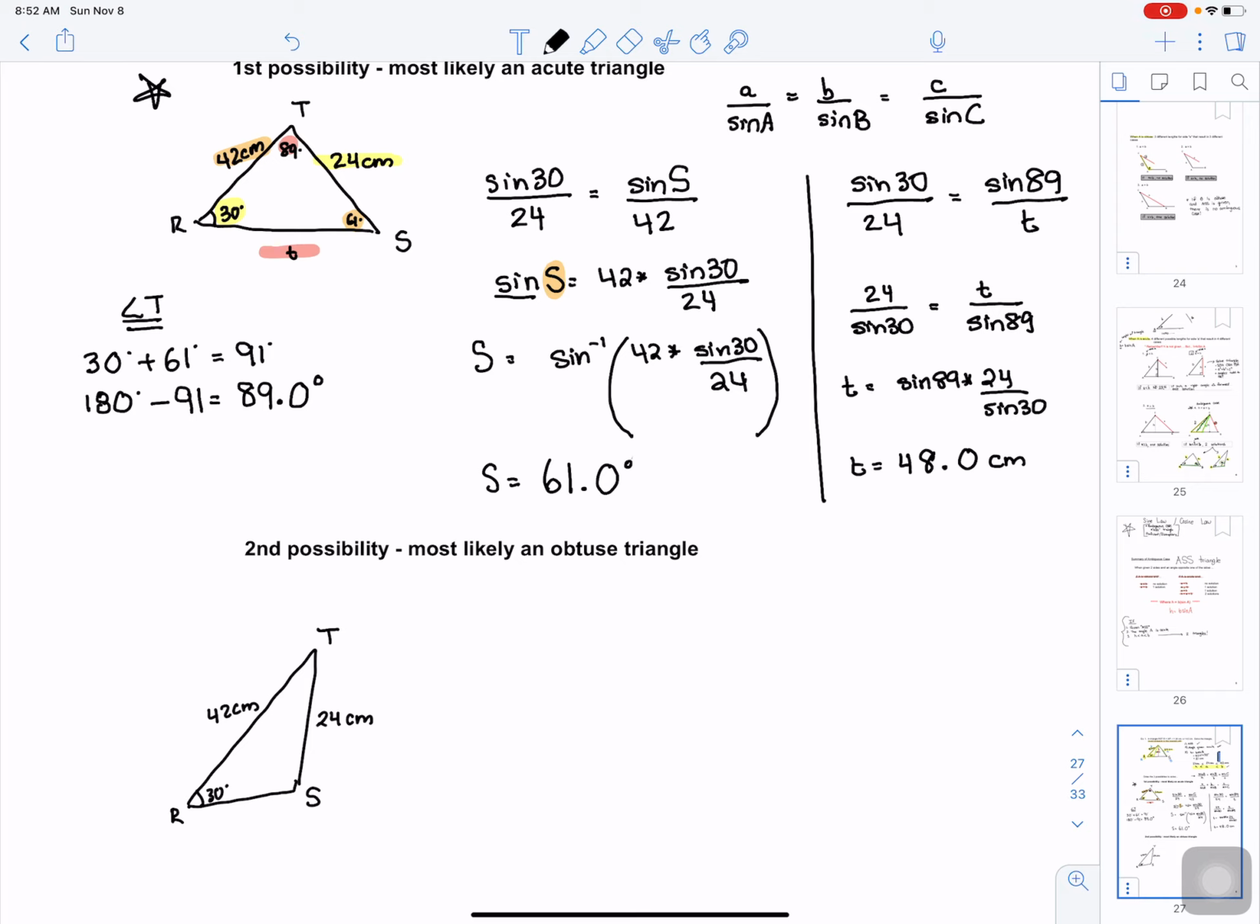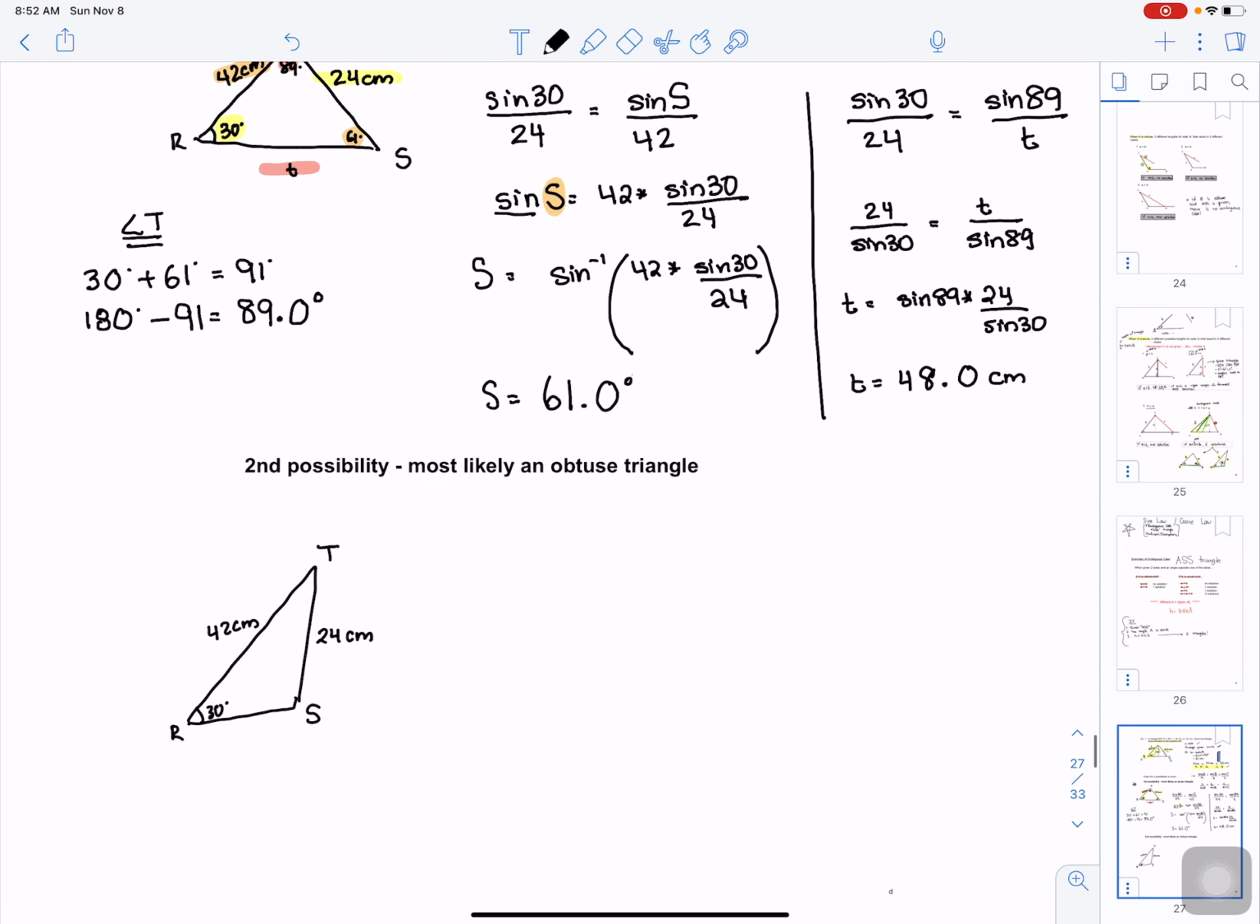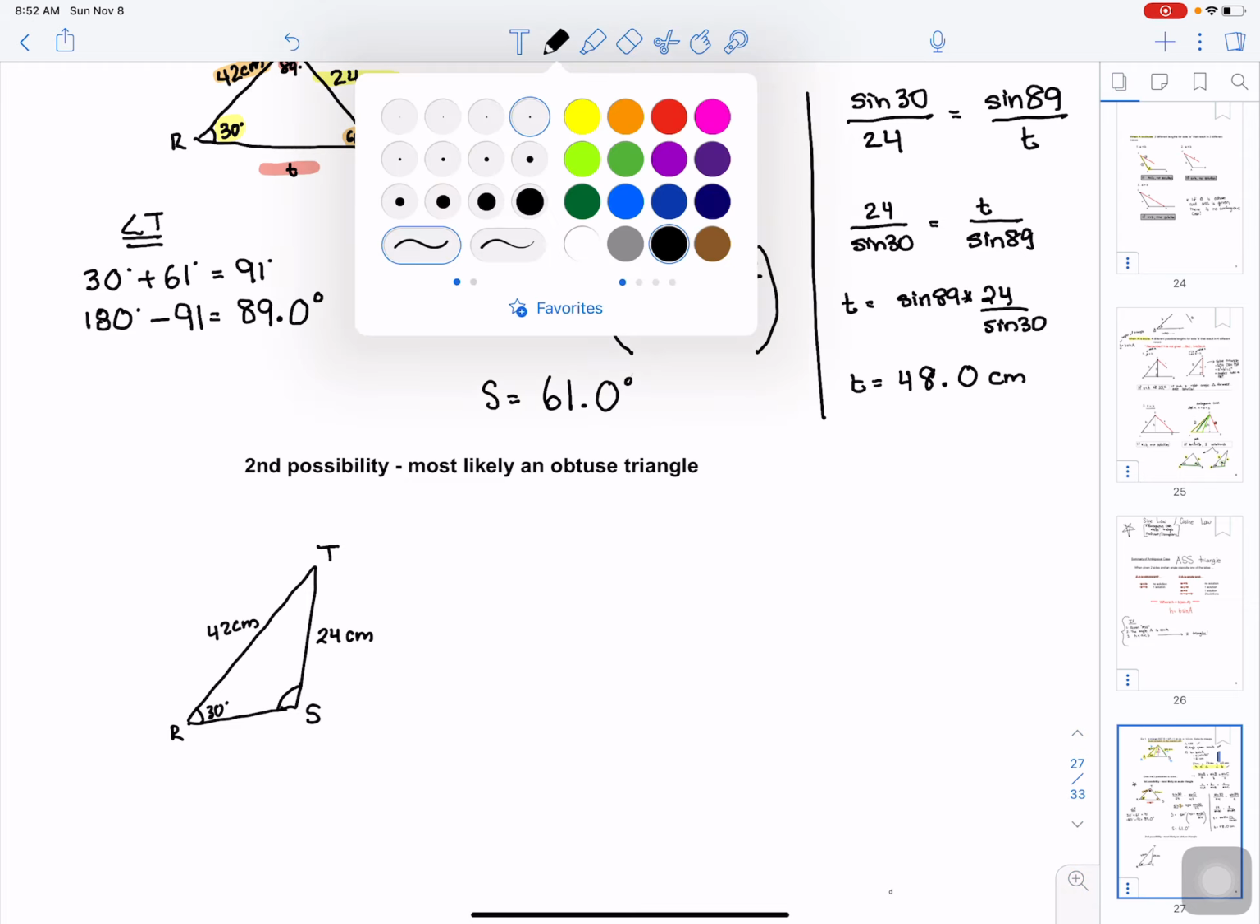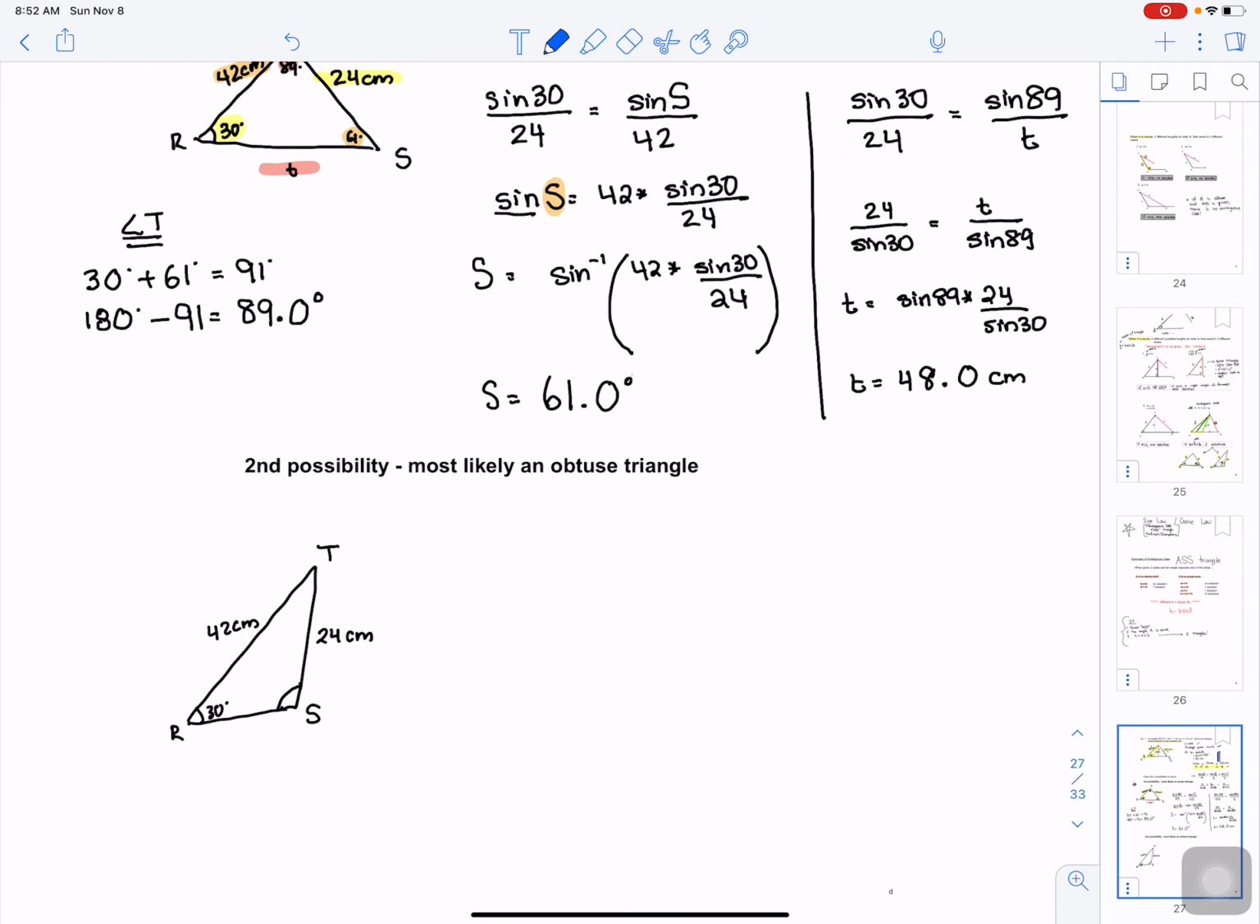I get 47.99, which rounds to 48.0. Now, when you're solving the second scenario, which is that other solution, what you want to remember is that to find angle S is going to be your starting point. Now, what we do is we sort of put a horizontal line here. In the question above, we solved this angle to be 61 degrees.